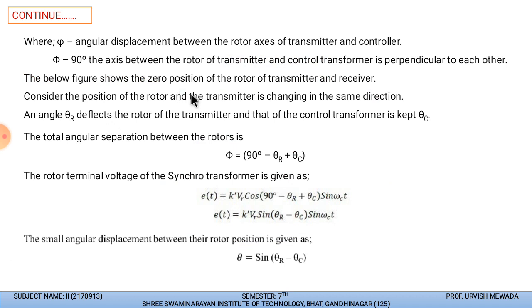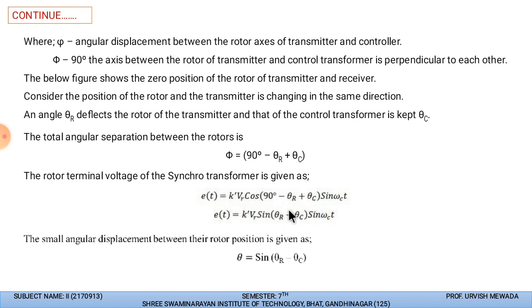The diagram shows the zero position of the rotor of the transmitter and receiver. Consider the position of the rotor and the transmitter changing in the same direction. Now angle theta r deflects the rotor of the transmitter, and that of the control transformer is kept at theta c. So theta c is the control transformer angle, and theta r is the synchro transmitter rotor angle. The angular separation between the rotors, phi, is equal to 90 minus theta r plus theta c, which we already discussed, and the rotor terminal voltage Et is K dash Vr cos of 90 minus theta r plus theta c sin omega c t.